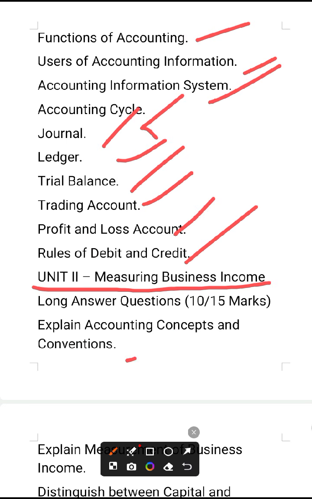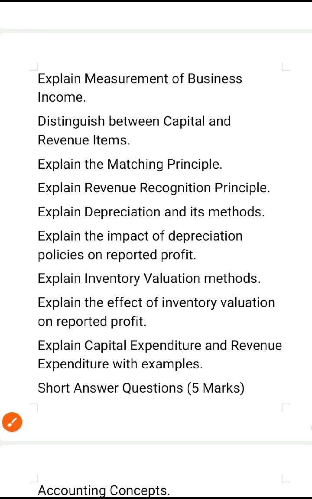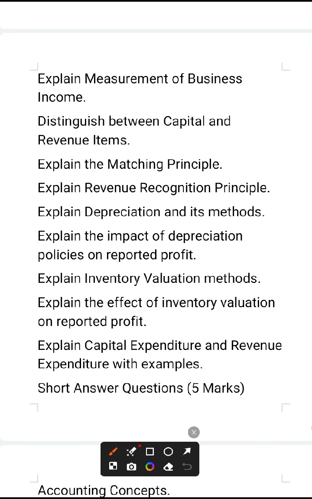Here, the first question is explain accounting concepts and conventions. After that, explain measurement of business income. Distinguish between capital and revenue items. I have already uploaded the explanation part of this and the answer is also there. Please note it down. Explain the matching principle.